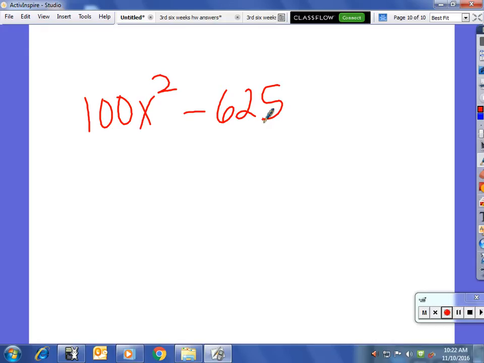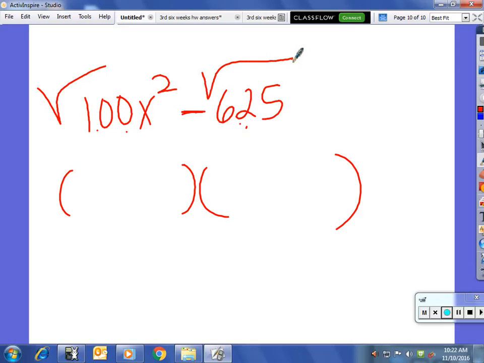I need to ask myself, is this a special case? First of all, if you are given a binomial to factor, that's weird. Normally we have trinomials. So if you're given a binomial, ask yourself, is this one of those special cases Miss Heim told me about? Is it the difference of two squares? Is it a difference? Are these perfect squares? Yes, I don't have to go through that process. I take the square root and the square root. What's the square root of 100x squared? 10x. What's the square root of 625? 25. And one's a plus and one's a minus.